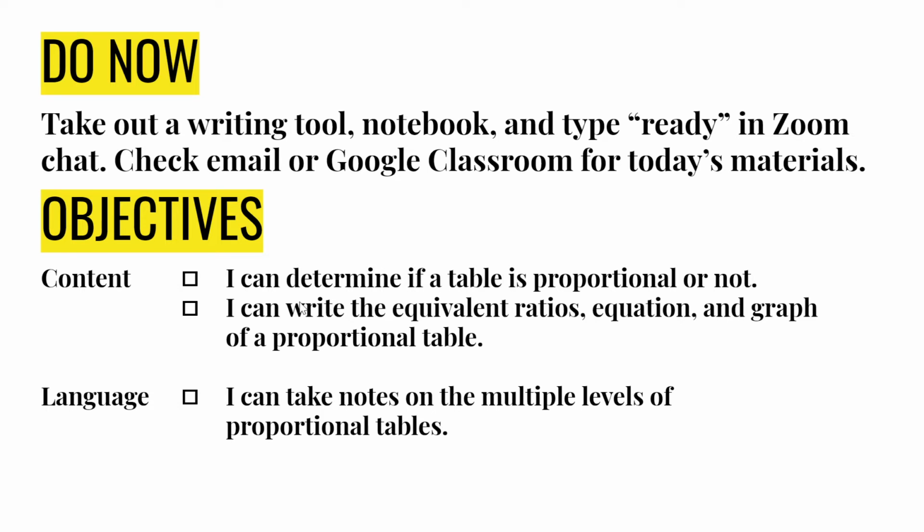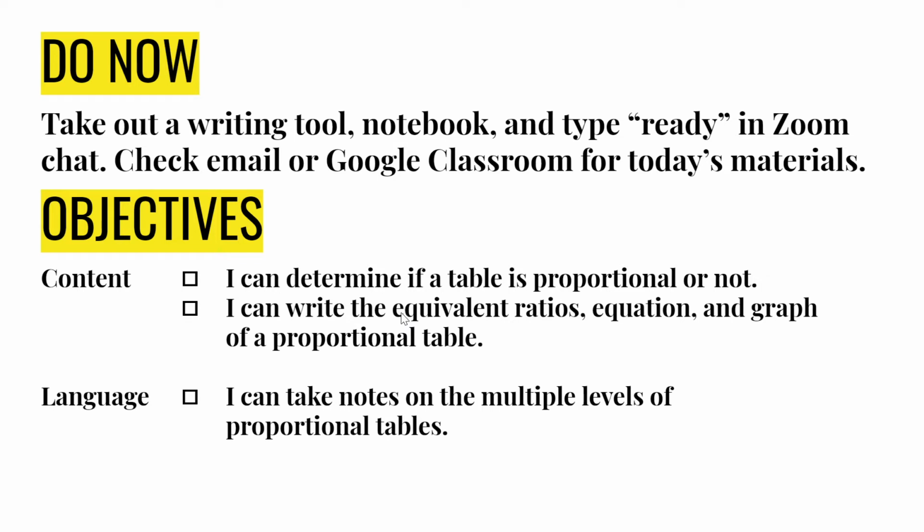The objectives are the following. I can determine if a table is proportional or not. I can write the equivalent ratios, equation, and graph of a proportional table. So today we'll be taking notes and looking at a table instead of looking at graphs. Next week we'll be looking at word problems.